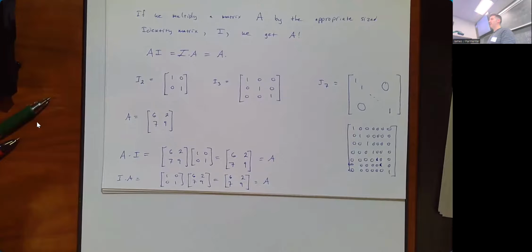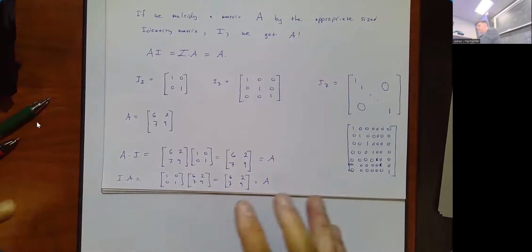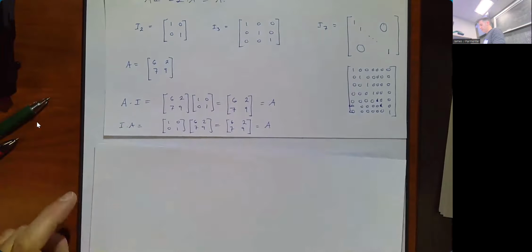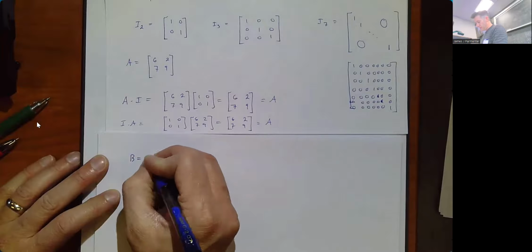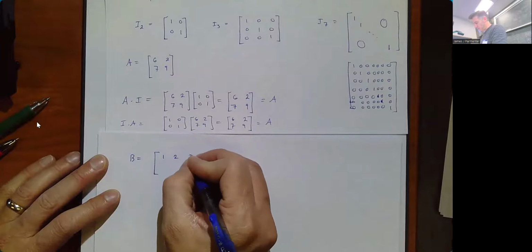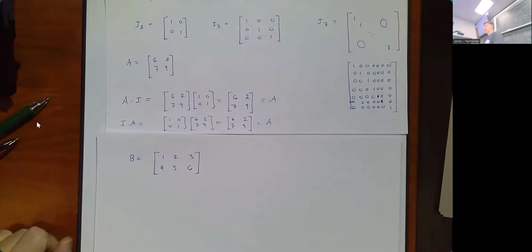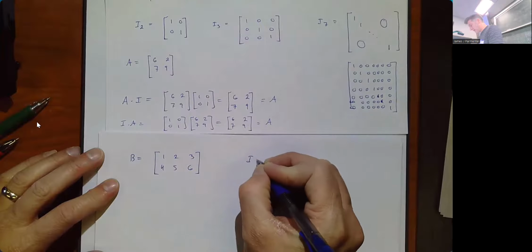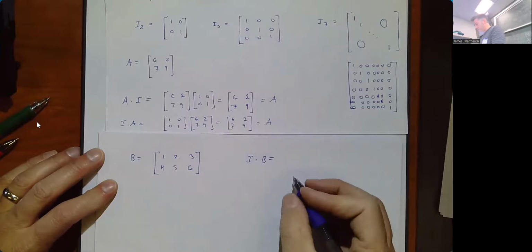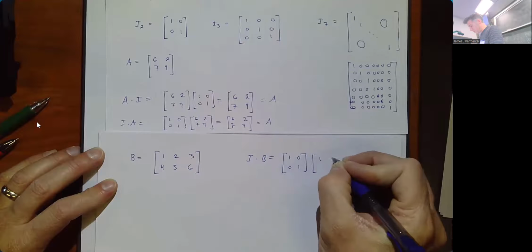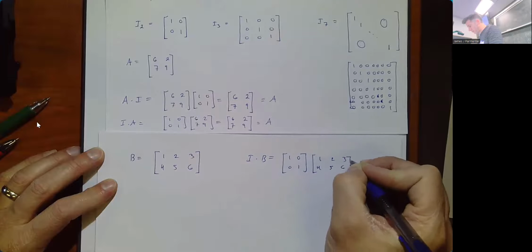Sometimes something funky happens though, and the matrix that's the identity matrix for one multiplication is not the same for the other. What do I mean? Let's say we had a different 2 by 3 matrix. Let's say we've got B equal to my favorite 2 by 3 matrix, 1, 2, 3, 4, 5, 6. So now if you want to multiply B on the left by an identity matrix, I times B is going to equal 1, 0, 0, 1 times the matrix 1, 2, 3, 4, 5, 6.